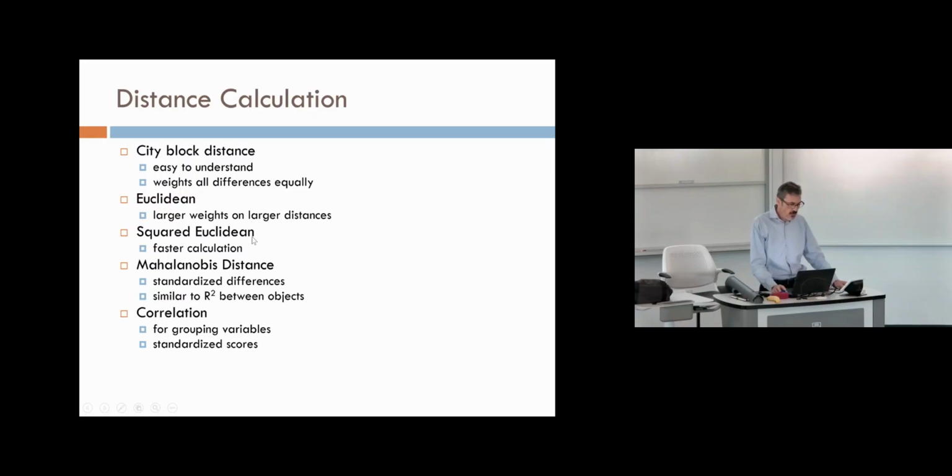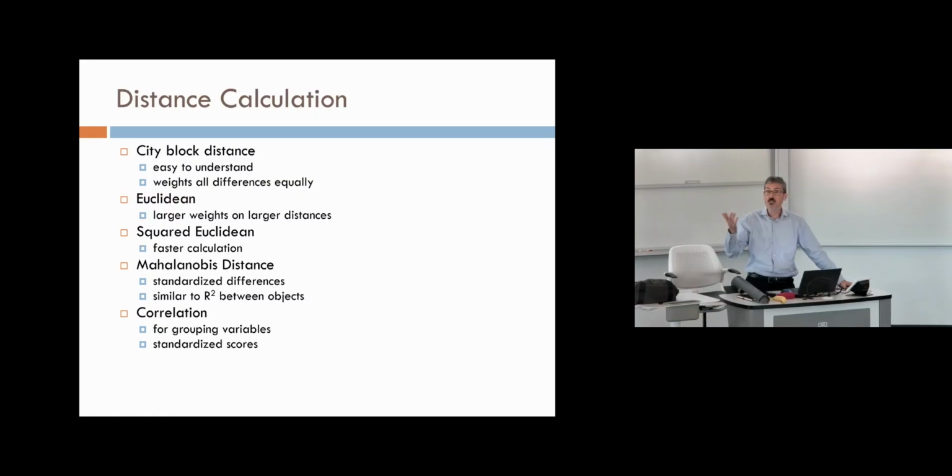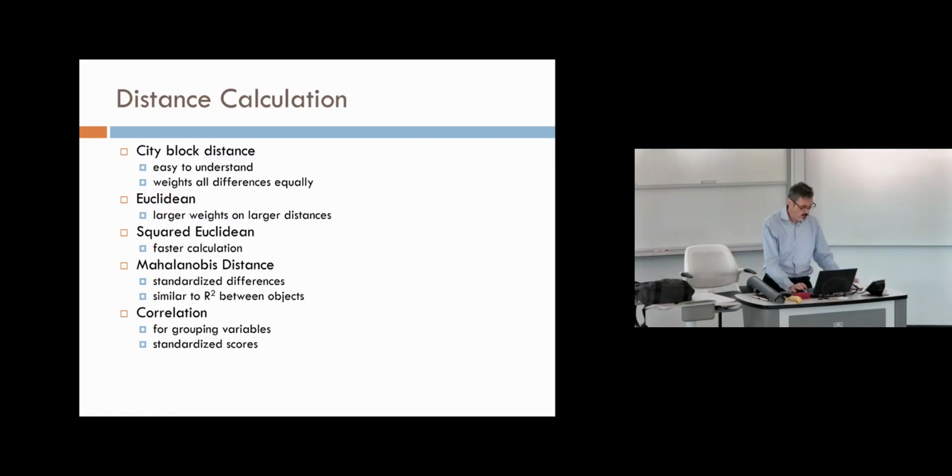The squared Euclidean method is just a faster calculation. There's Mahalanobis distances, which is sort of similar to an R-square measure. There's correlation that Anand mentioned, totally reasonable under some circumstances, but we're not going to use that now.